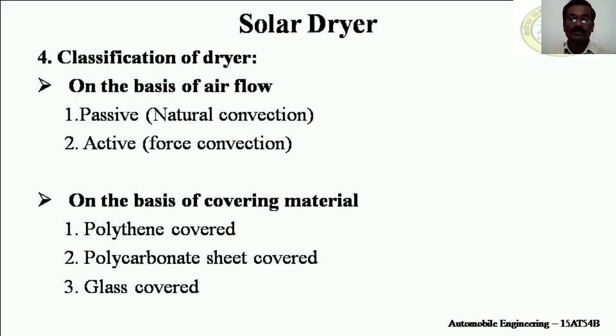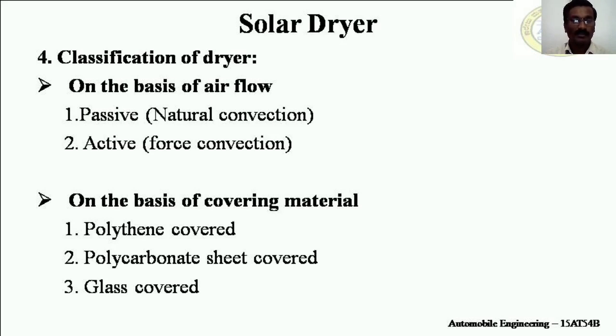Okay, so next is the classification of dryers. The classification of dryers is shown below. The first classification is based on the air flow, that is, the flow direction of the air. The passive type is also called natural convection, and the second one is active, also called forced convection.